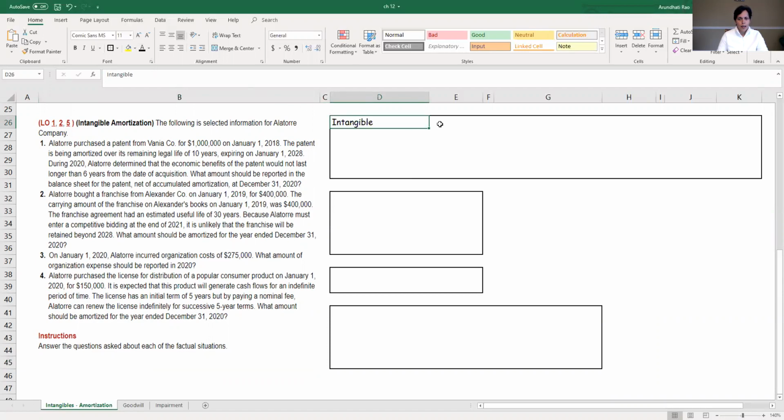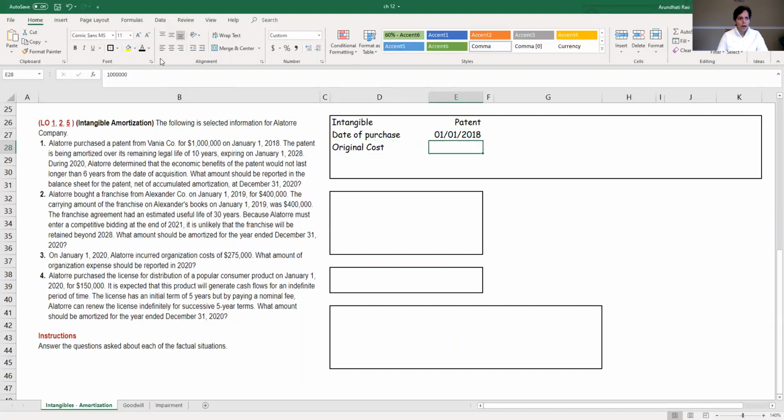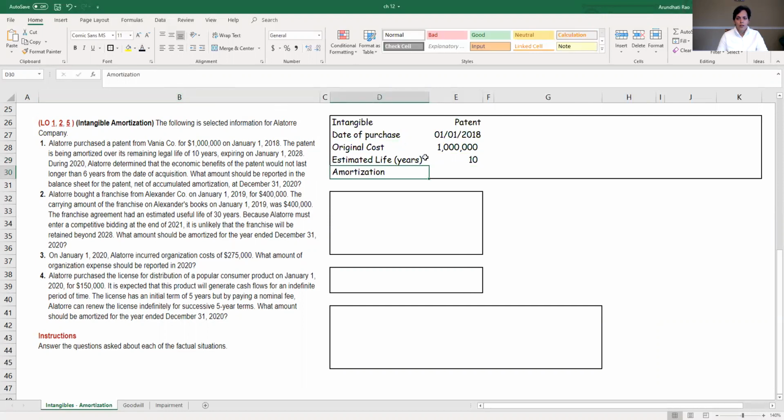So let's start out with answering a few basic questions. What type of intangible do we have over here? The intangible is a patent. Second is, what's the date of purchase? Remember, it has to be purchased for us to amortize it. So the date of purchase is Jan 1st, 2018. The next question is, what's the cost of the asset? What did we buy it at? That's $1 million. The next question is, what's the legal life of the asset? That's the remaining legal life that we're concerned with. It's 10. So using the straight line method, which is what we would use for most intangible assets, our amortization cost per year is going to be $1 million divided by 10 years. It's going to be $100,000 each year.